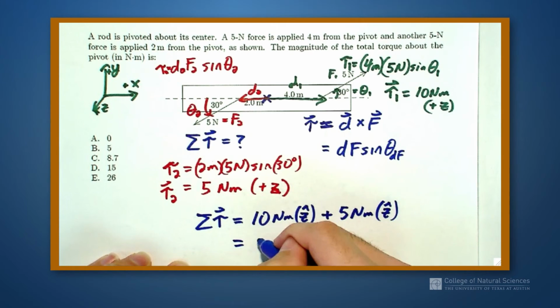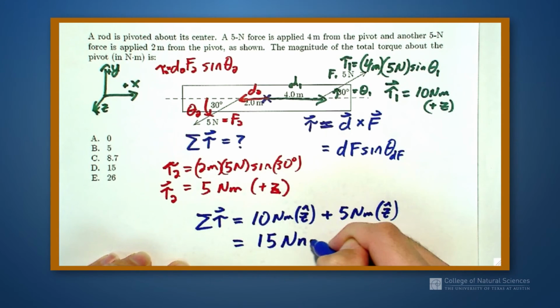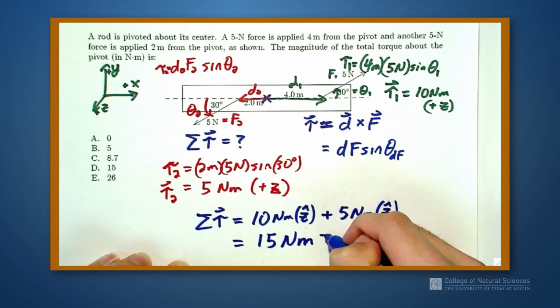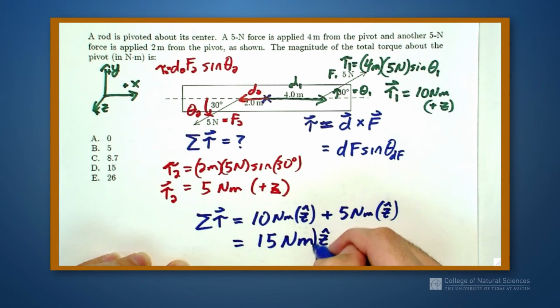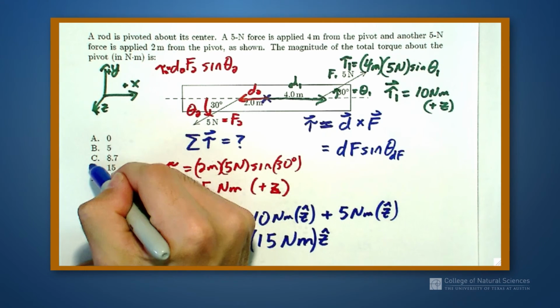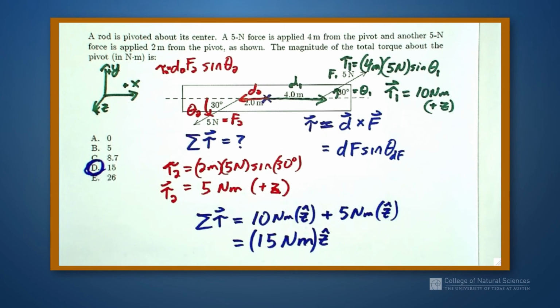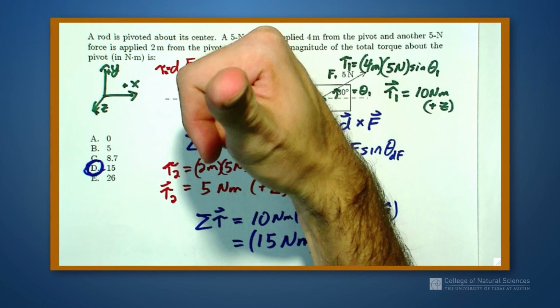So my total magnitude is 15 Newton meters, and I know it's in the Z hat direction. So my correct answer is 15 Newton meters. And one step further, it tells me that my total torque points out of the page.